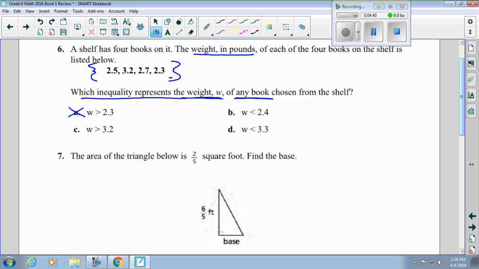All right, let's try B. The weight is less than 2.4. Well, 2.5 is not less than 2.4, so immediately we can eliminate B. Let's look at C.